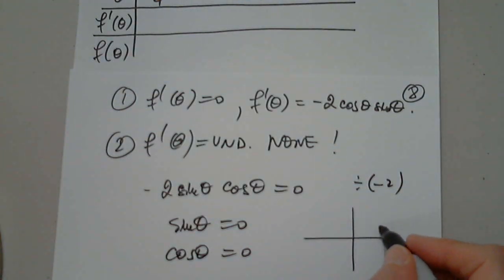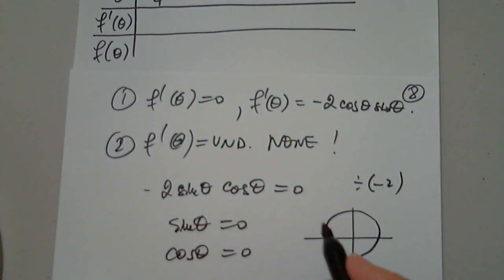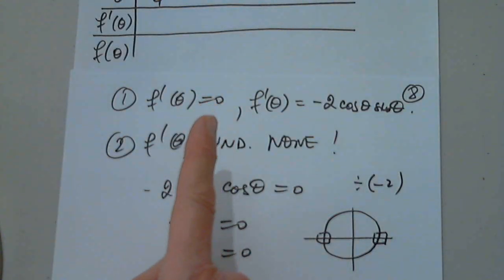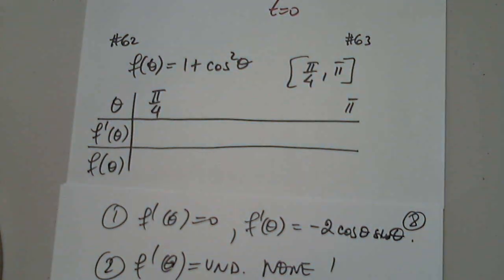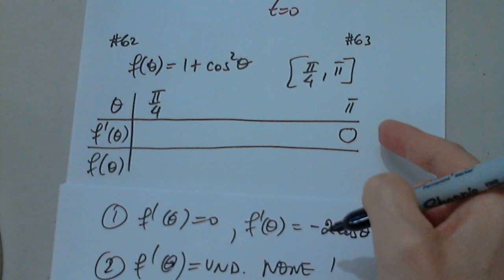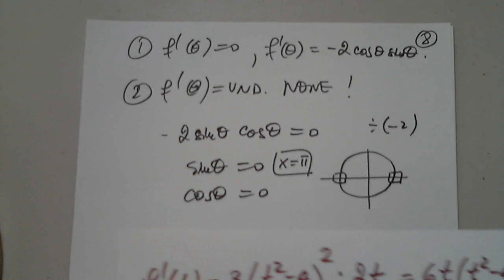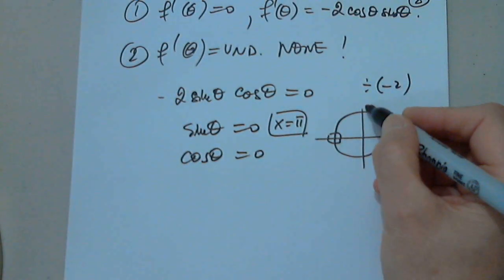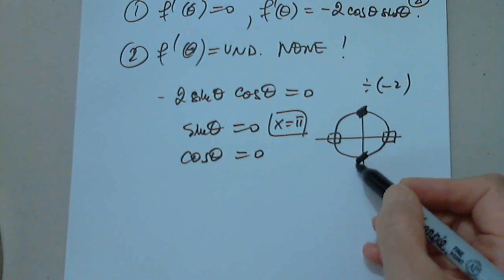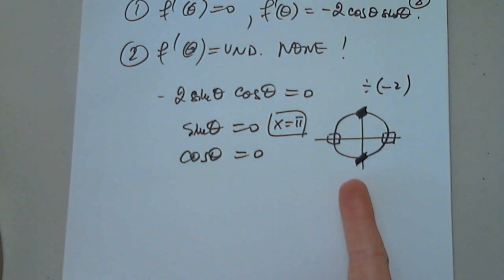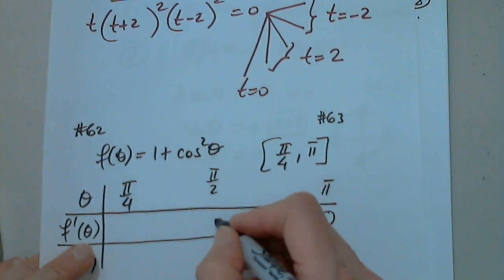So from the unit circle, sine is 0 here and here, at 0 and pi. We don't have 0 in the interval, but we do have pi. So at pi, this is one critical number. So x equals pi, critical number. Good. So let's see when cosine is 0. Cosine is 0 here and here. But we don't have this in the given interval, but we have this. So I have to punch in pi over 2 and put 0 here.